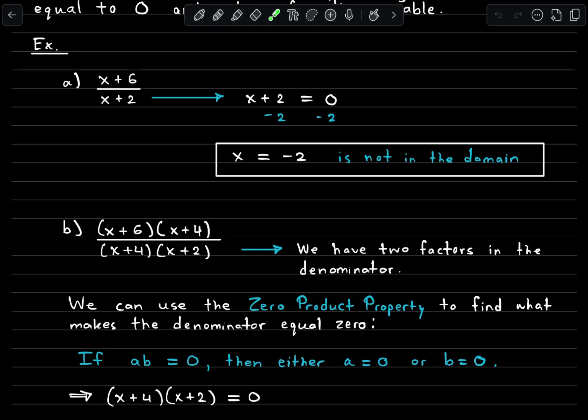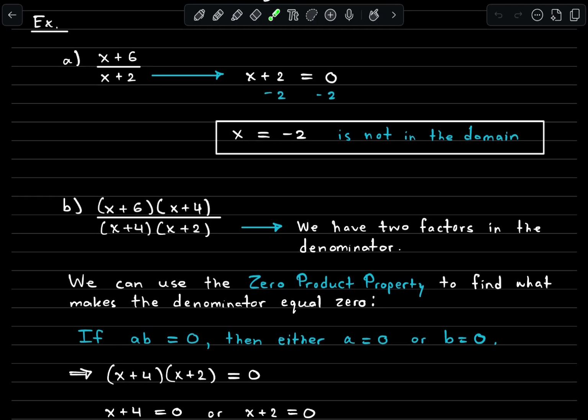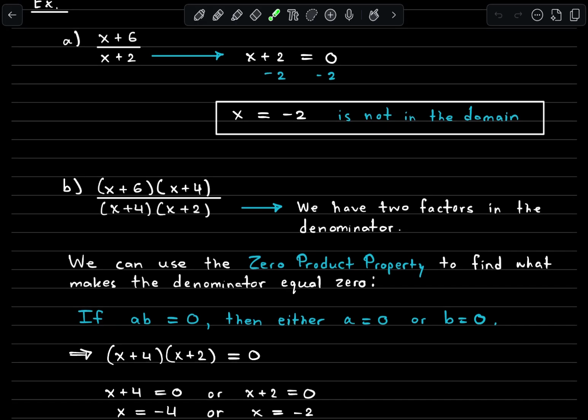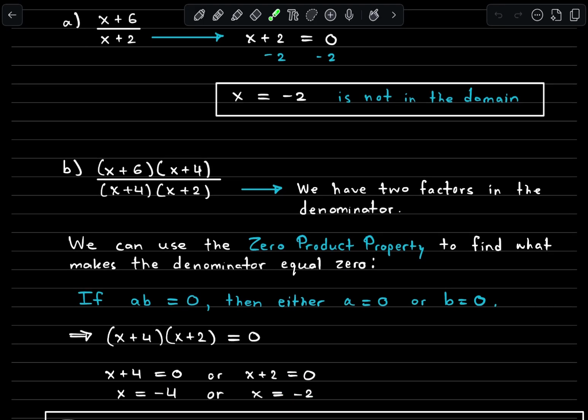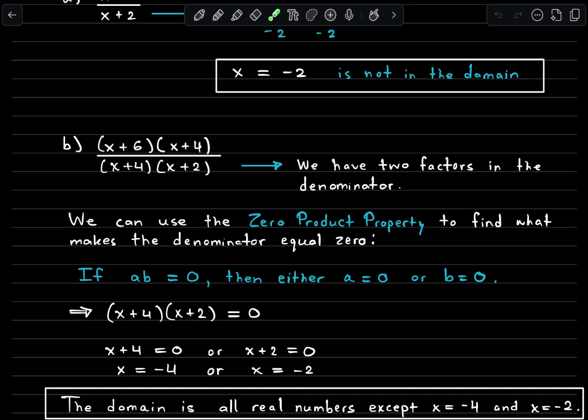So you've got x plus 4 times x plus 2 is equal to 0. Well, then either it's the x plus 4 that's equal to 0, or it's the x plus 2 that's equal to 0. Now, in order for x plus 4 to be equal to 0, x would have to equal negative 4. In order for x plus 2 to equal 0, just like we saw in the last example, x would have to be negative 2. Okay, so both negative 4 and negative 2 are problematic values. So the domain is going to be all real numbers except for x equals negative 4 and x equals negative 2.